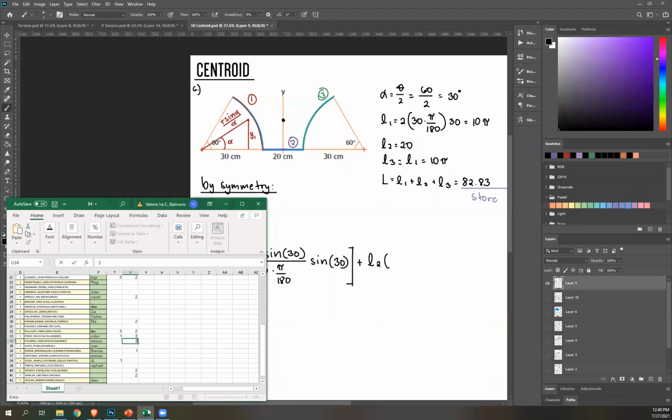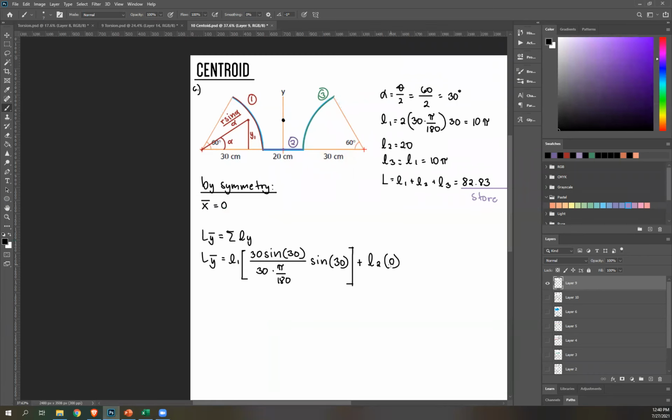Who else? Legado, you already have 2 points. Who else? Correct, Joaquin. Lustre. It's 0. Again, y is distance from the x-axis. Your line 2 is directly on the x-axis. This is the centroid, so there's no distance from the centroid to your x-axis. That's why it's 0. Okay?